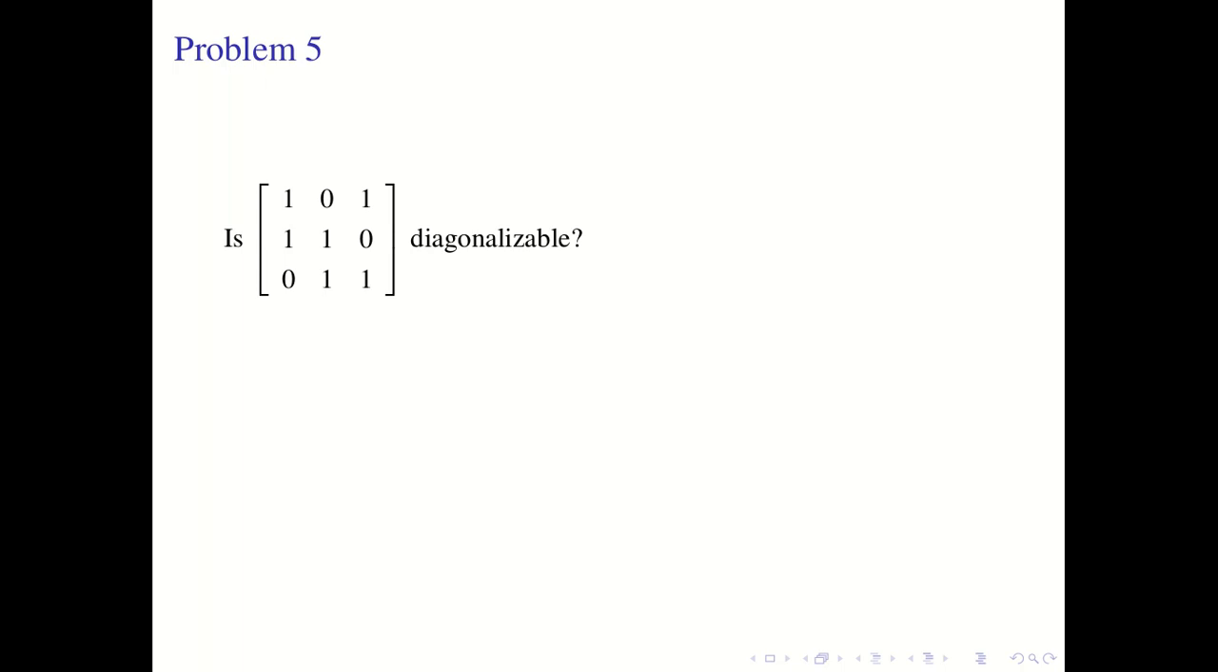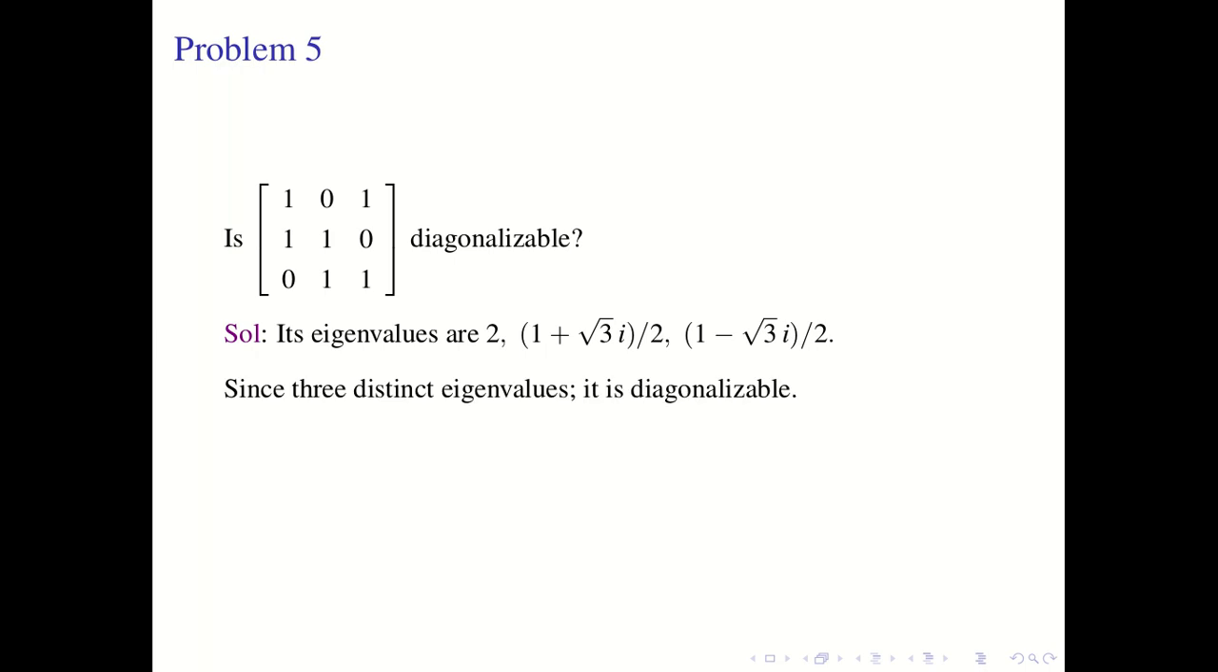Let us look at the next problem. Is the matrix (1 1 0; 0 1 1; 1 0 1) diagonalizable? Let us first compute the eigenvalues. Eigenvalues of this matrix are 2, (1 + root 3 i)/2, and (1 - root 3 i)/2. These are the eigenvalues. Now we have three distinct eigenvalues. This is a 3 by 3 matrix and it has three distinct eigenvalues.